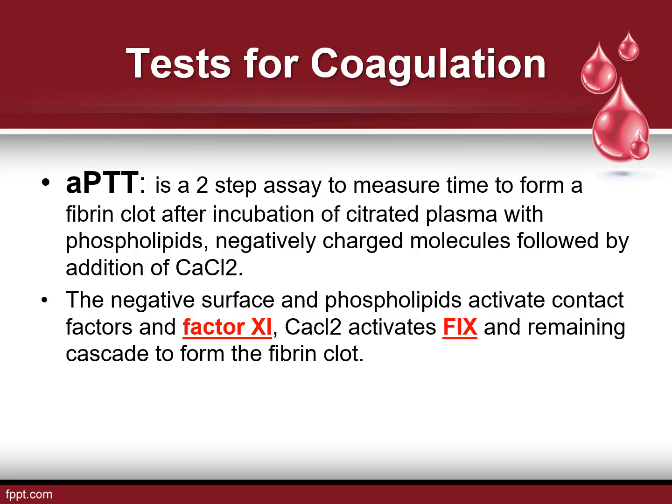APTT is a two-step assay to measure time to form a fibrin clot after incubation of citrated plasma with negatively charged phospholipids, and the negative surface and phospholipids activate contact factors and factor 11. Calcium activates factor 9 and the remaining cascade to form the fibrin clot. When we say calcium, it means calcium chloride.